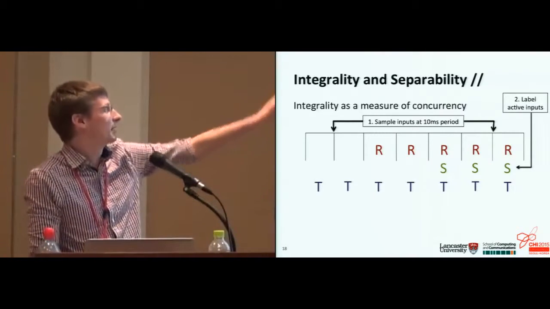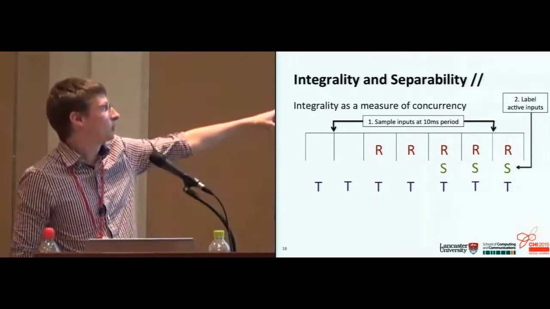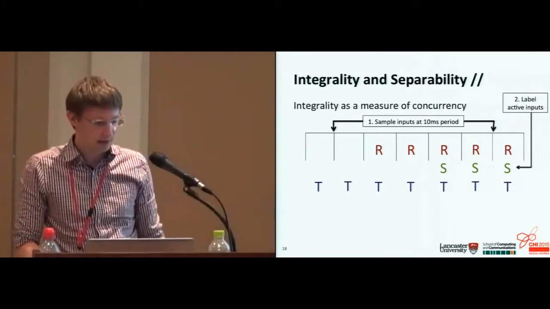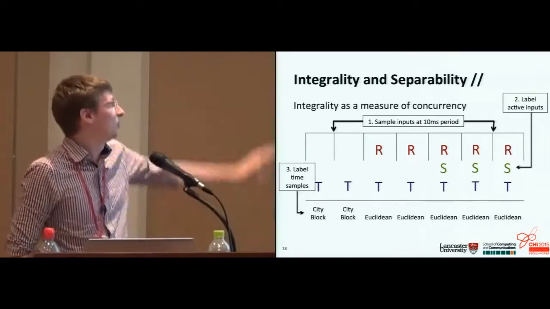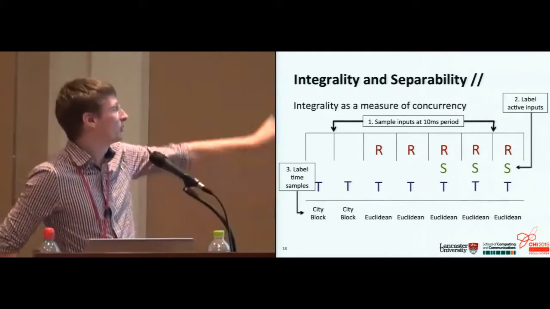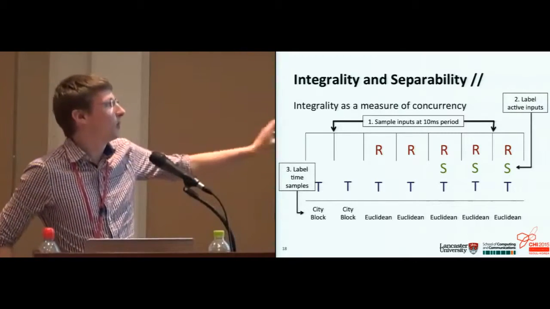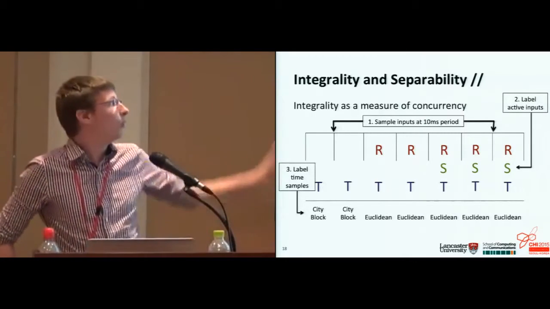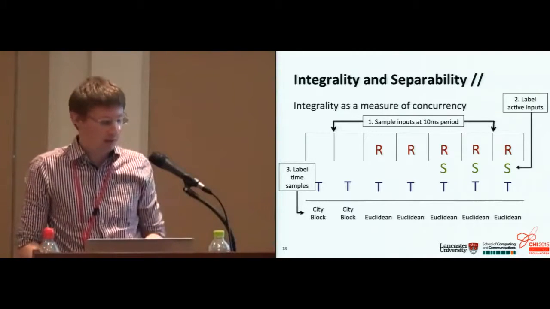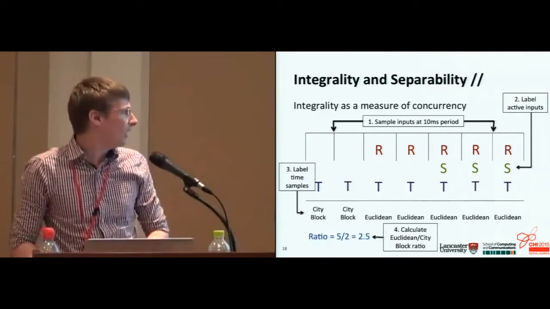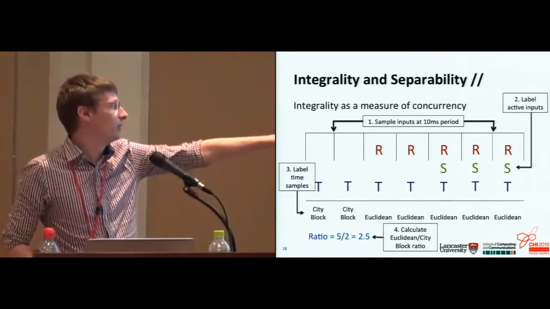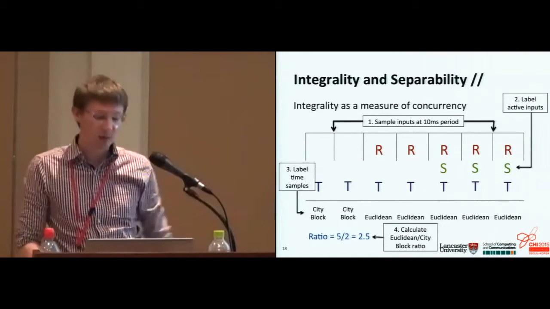Here's an example case where we started off just doing some translation, then some rotation came in, and then some scaling came in as well at the end. We then go along and label these different slices. We can label them city block if we have just one particular input happening, or we can label them as Euclidean if there are multiple inputs happening at the same time. Then to calculate this ratio, we calculate how many Euclidean blocks we had over how many city blocks we had.